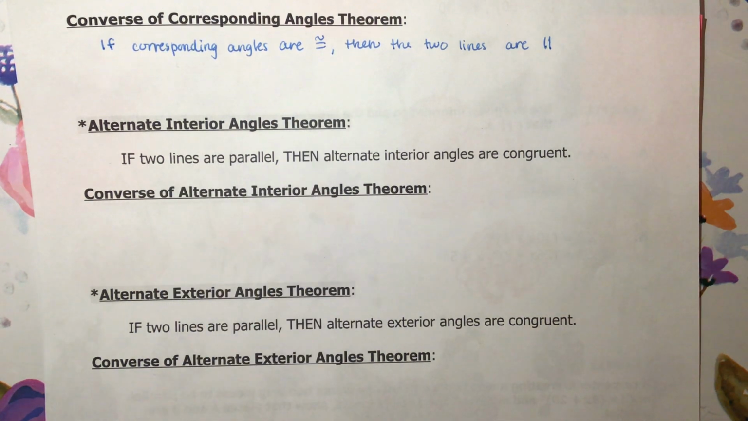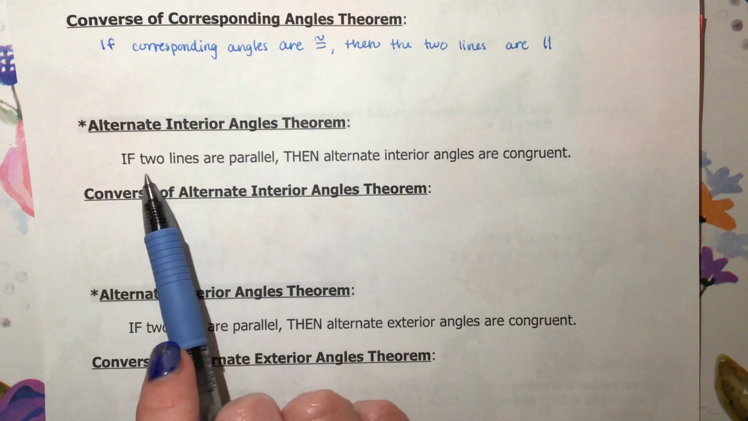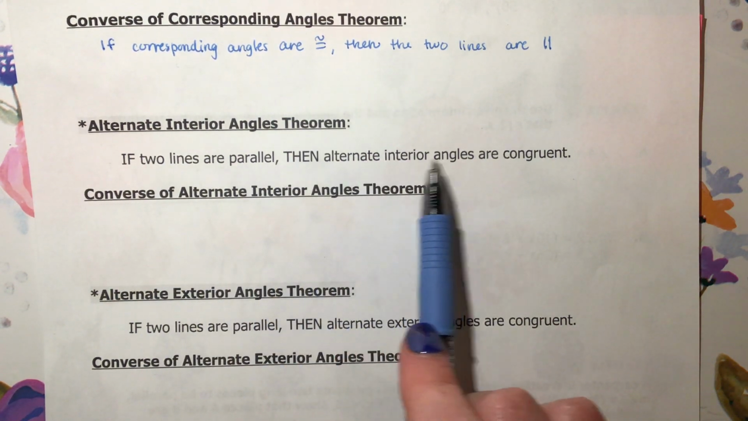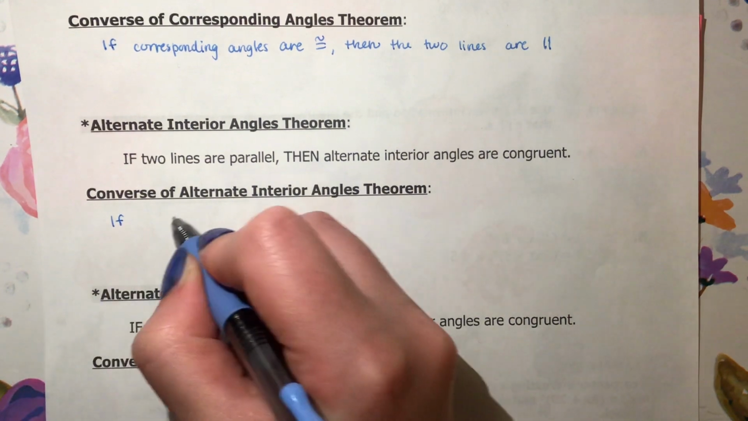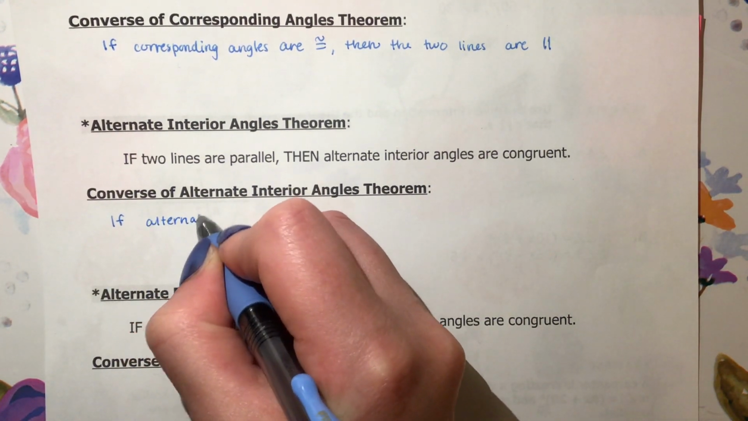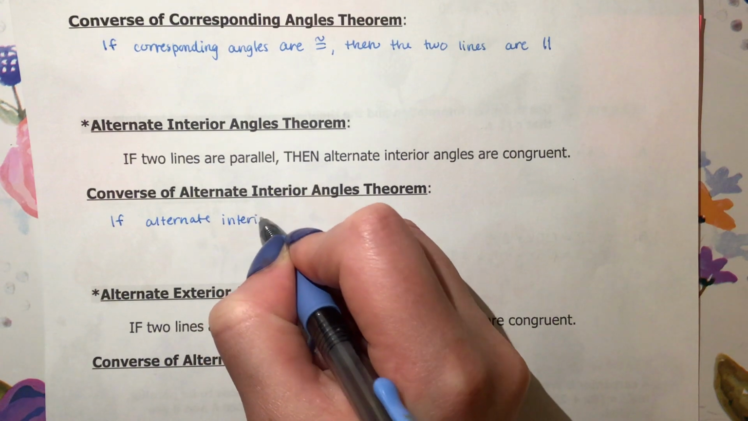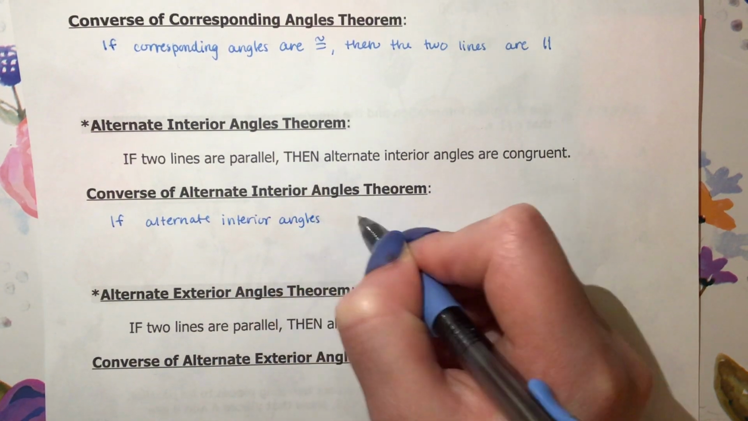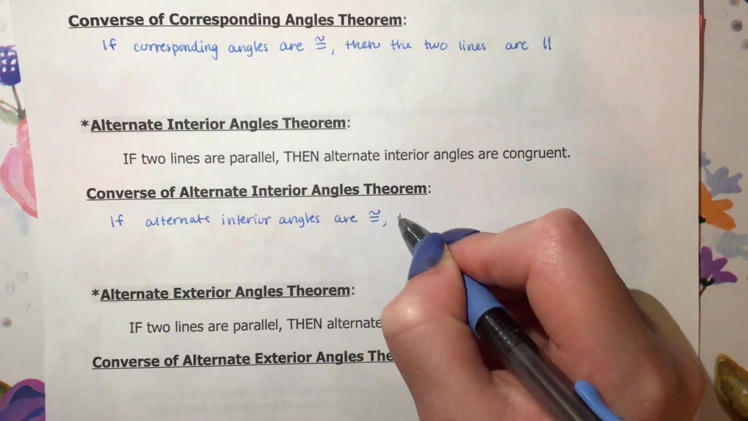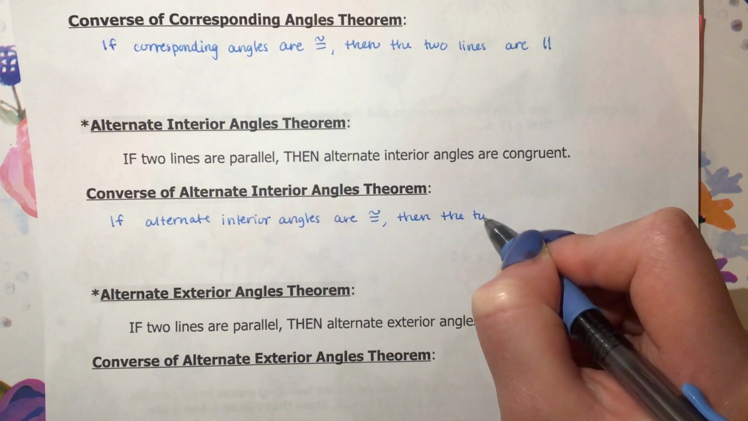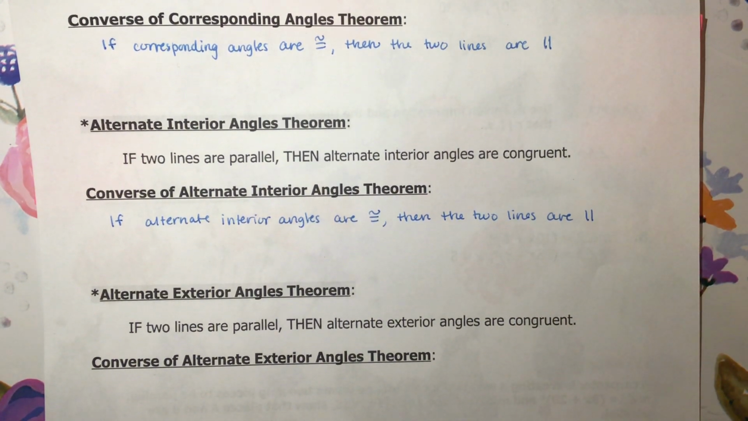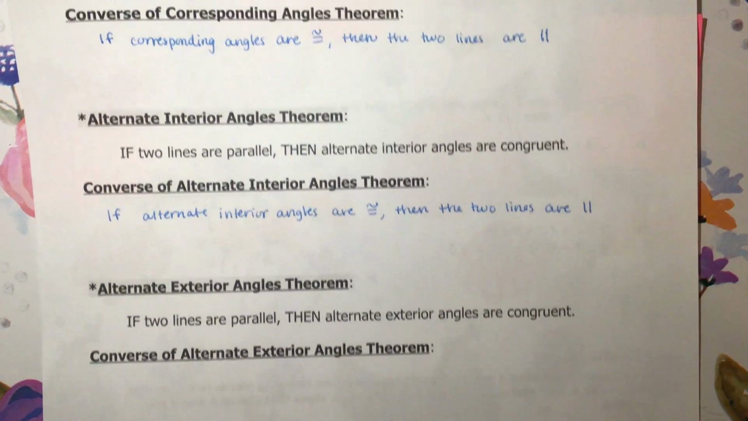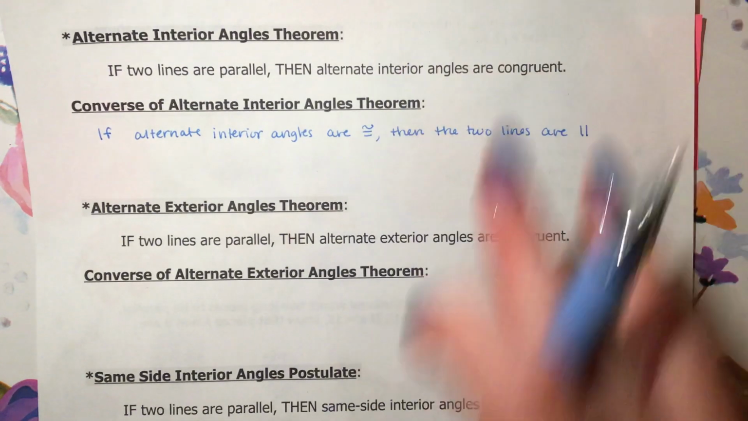Next, we have the alternate interior angle theorem. That states if two lines are parallel, then alternate interior angles are congruent. We're making that go backwards once again. So this time, if alternate interior angles are congruent, then the two lines are parallel. We're going to do this same type of pattern for the next one as well.